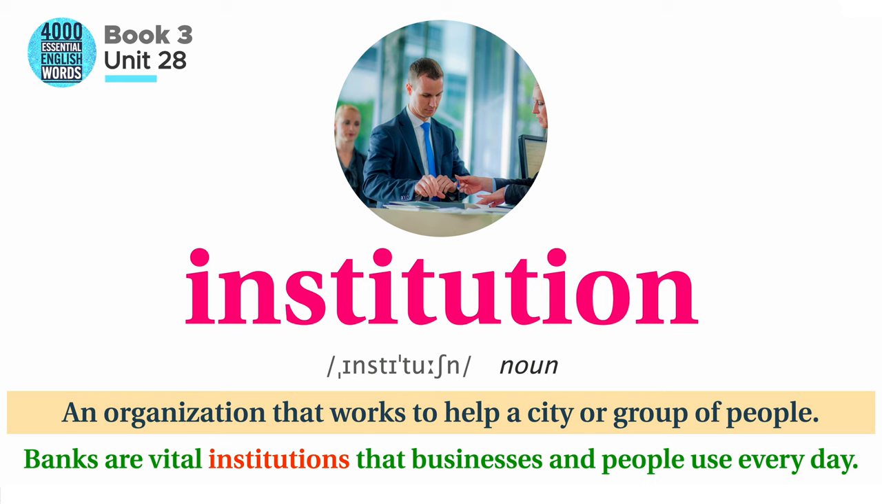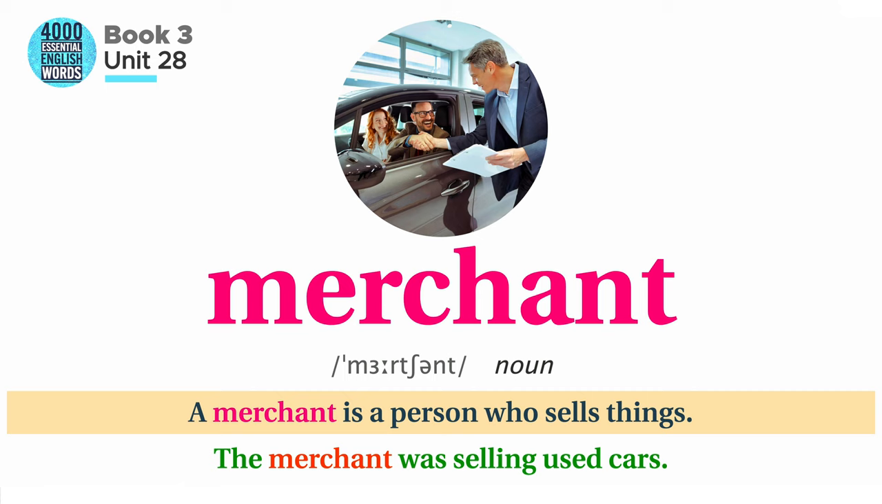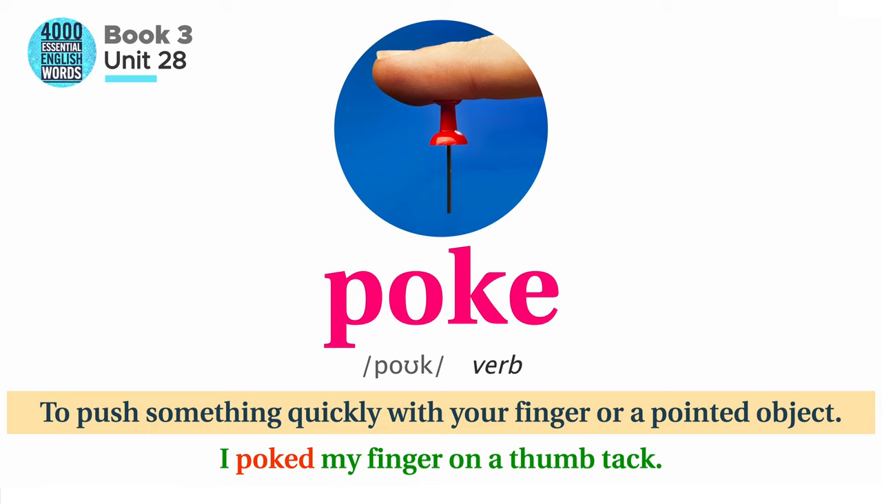Jog. To jog is to run slowly. He jogs every day so he can be healthier. Merchant. A merchant is a person who sells things. The merchant was selling used cars. Poke. To poke something is to push something quickly with your finger or a pointed object. I poked my finger on a thumbtack.